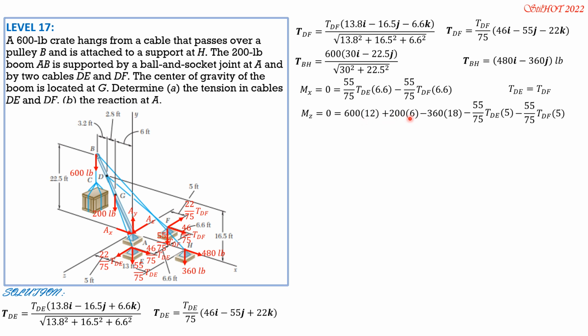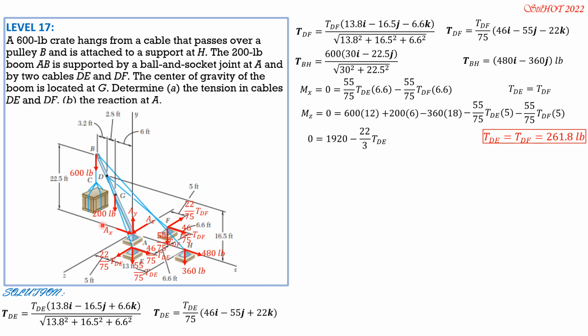So simplifying the constants, 0 equals 1920 minus 22 over 3 of tension DE. And this one combined, we replace DF by tension DE also. So that's the result. Then we can now compute tension DE, which is equal to tension DF, and that is equal to 261.8 pounds.